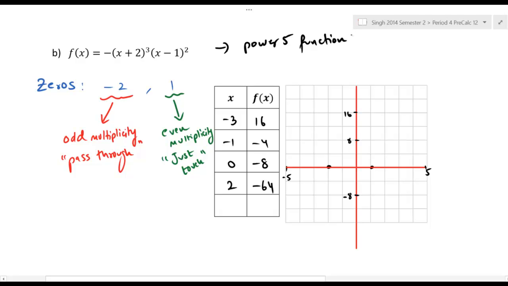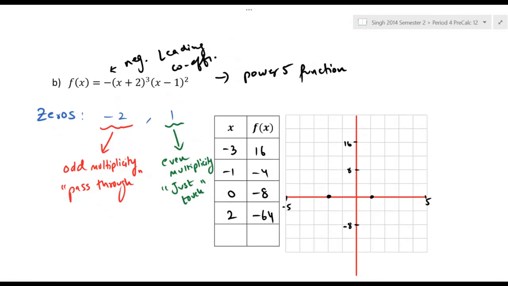So we should generally have an idea what kind of shape it's going to be. One of the other things I got to watch out for is, because there's a negative here, we have a negative leading coefficient. So that should also be giving you an idea of what kind of shape we're going to be looking at. Because it's a power 5 with a negative leading coefficient, I should generally be expecting something that's rising on the left, falling on the right.